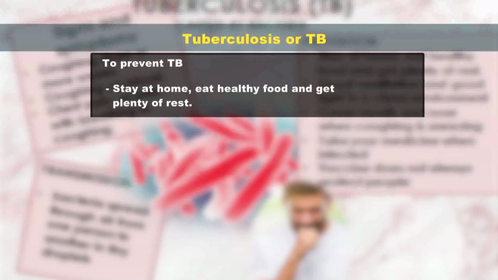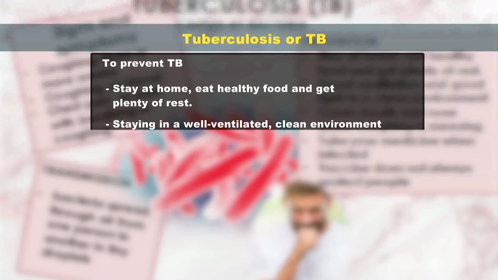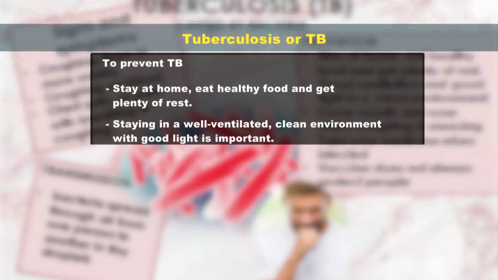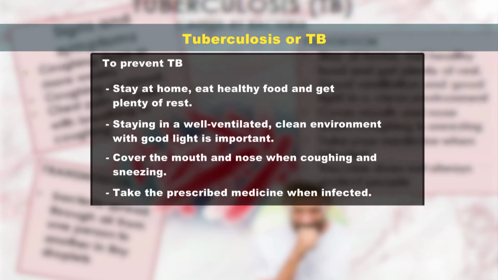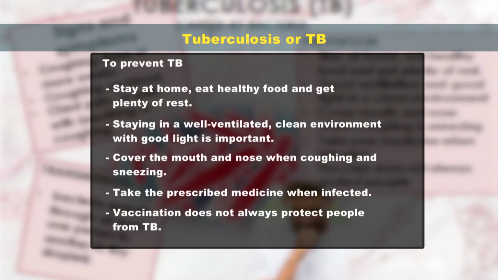To prevent TB, a person having TB should stay at home, eat healthy food, and get plenty of rest. Staying in a well-ventilated, clean environment with good light is important. He or she should cover the mouth and nose when coughing and sneezing, and take the prescribed medicine when infected. Vaccination does not always protect people from TB.